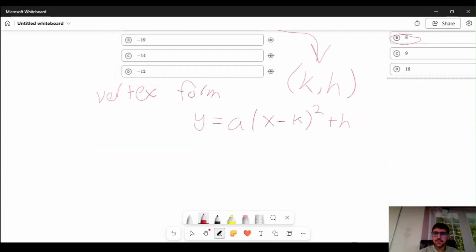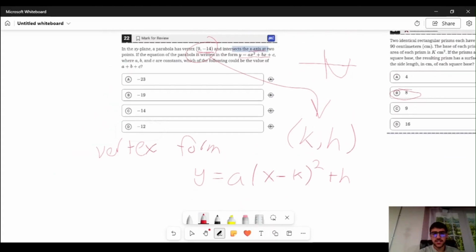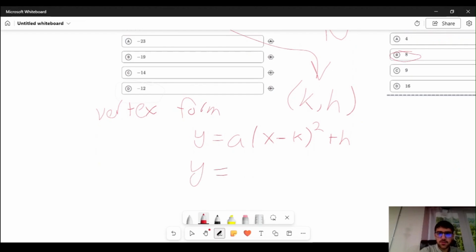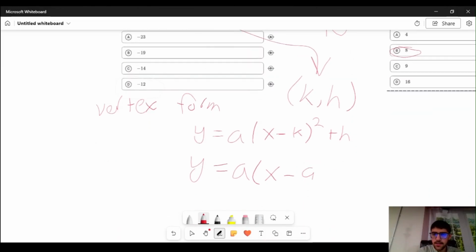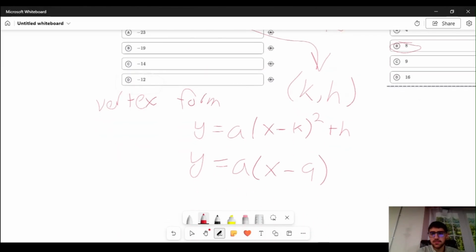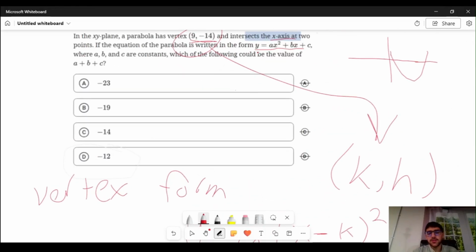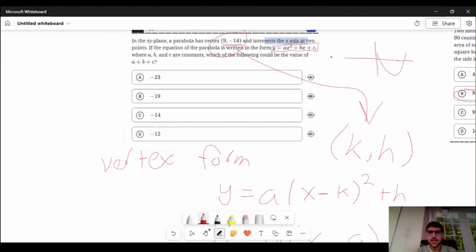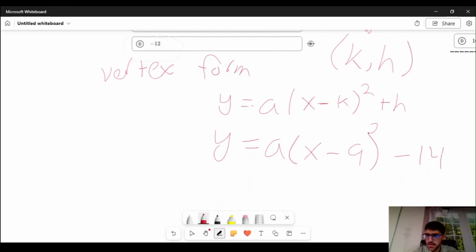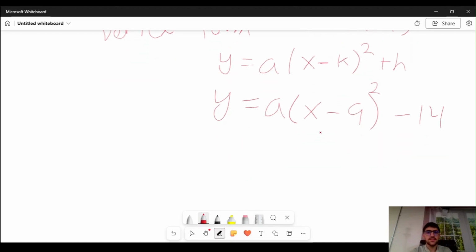So we can start with that because that's the best way to get an equation. So we would get y equals a times (x minus 9) squared, where k is 9, and then plus h, which is the y value, minus 14. From here, we just remember we are trying to find a, b, and c from this form of equation, which is called the standard form of a quadratic equation. So we have to go from vertex form to standard form, and then we'll work from there. I'm not sure what's going to happen. I just know I have to go from vertex to standard.